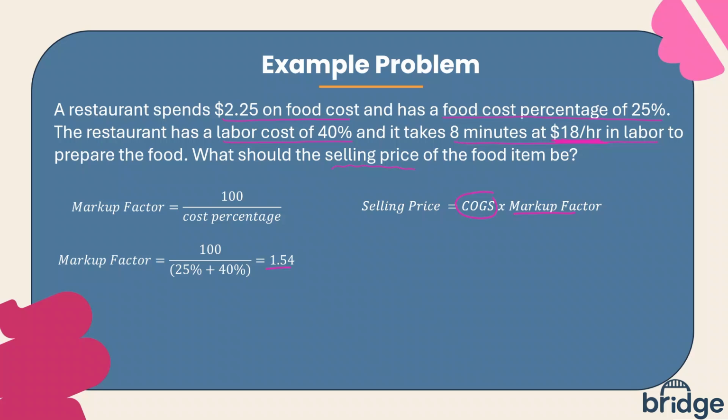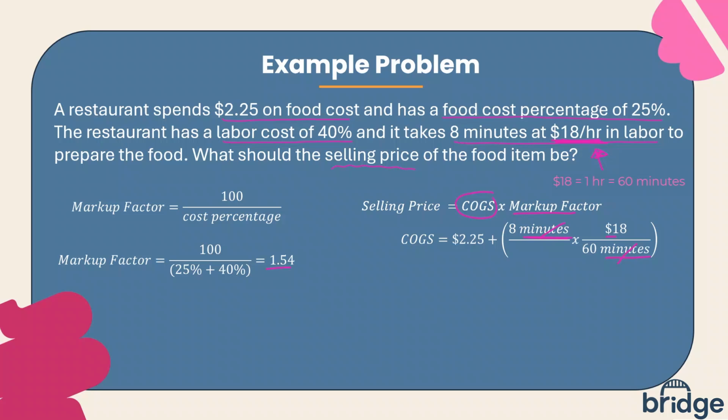And the labor right here requires an equivalent statement. 8 minutes at $18 an hour. How much do we need to pay a worker who makes $18 an hour if they work for 8 minutes making this food item? 8 minutes is our given. The units of minutes will go in the bottom of the equivalent statement to cancel out. And I know that there are 60 minutes in an hour. So instead of writing the equivalent statement of $18 equals 1 hour, we can write $18 equals 60 minutes.